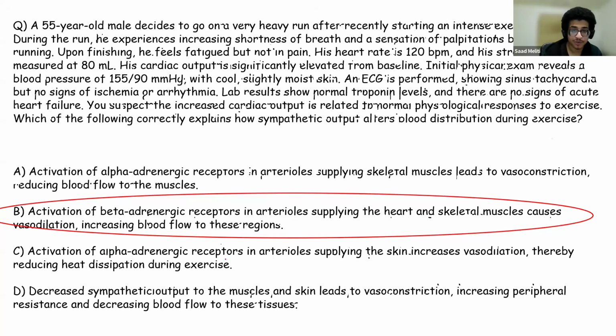Alpha adrenergic receptors causing vasodilation. Alpha adrenergic does not cause vasodilation. If we activate alpha adrenergic, we're going to get vasoconstriction, specifically alpha 1, okay? And decreased sympathetic output to the muscles and skin leads to vasoconstriction. This is also wrong. If we take the alpha 1 receptor and decrease the sympathetic stimulation to it, we're going to get vasodilation. But we can also cancel this out. But good job, guys.